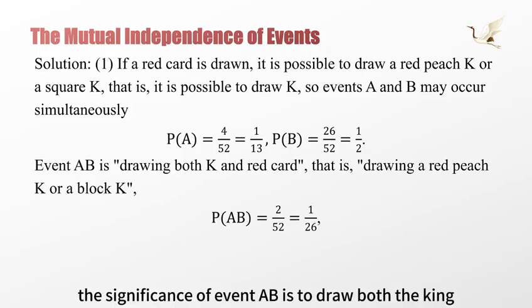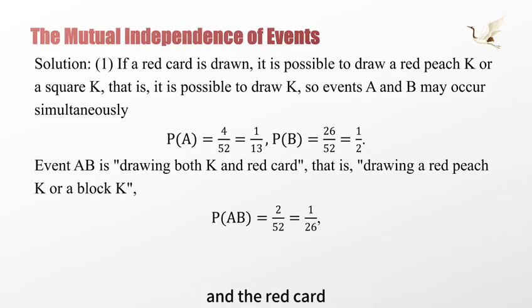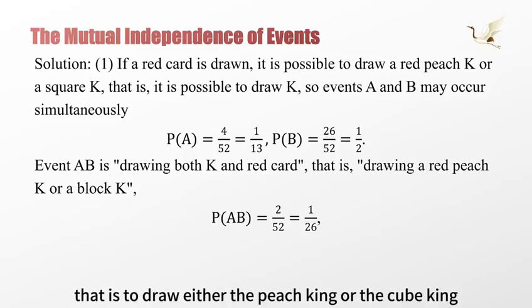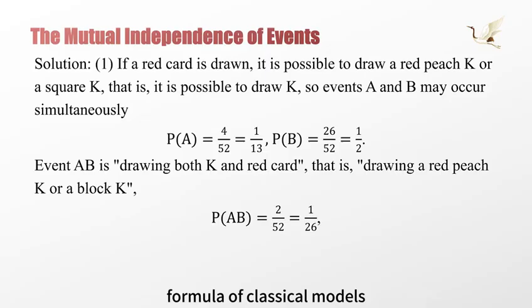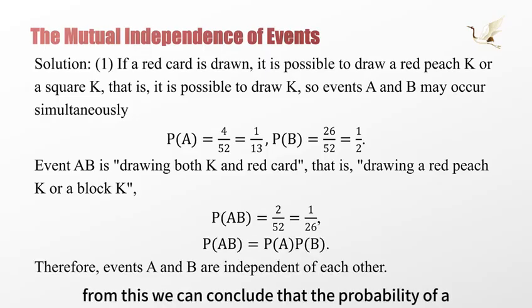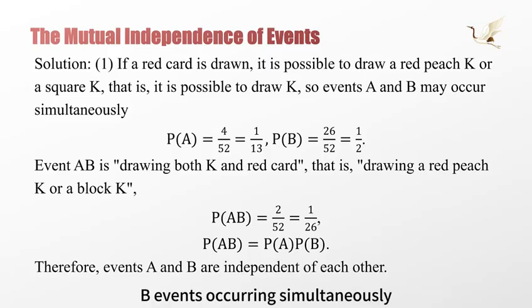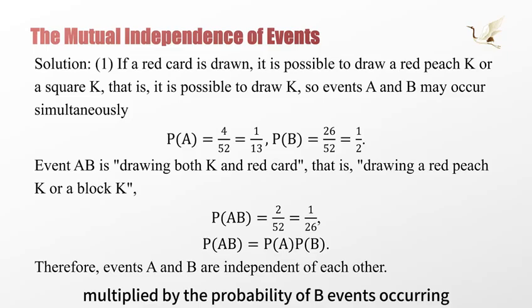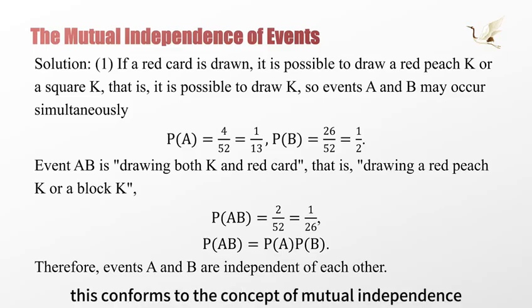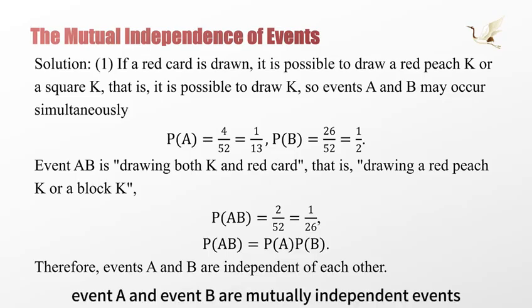The significance of event AB is to draw both a king and a red card, that is, to draw either the king of hearts or the king of diamonds. We will still apply the calculation formula of classical models, and the denominator is still 52 cards. Therefore, the numerator can only be 2, which is the combination of the red king of hearts and the king of diamonds, which is equal to 1/26. From this, we can conclude that the probability of AB events occurring simultaneously is equal to the probability of event A occurring multiplied by the probability of event B occurring. This conforms to the concept of mutual independence. Therefore, event A and event B are mutually independent events.